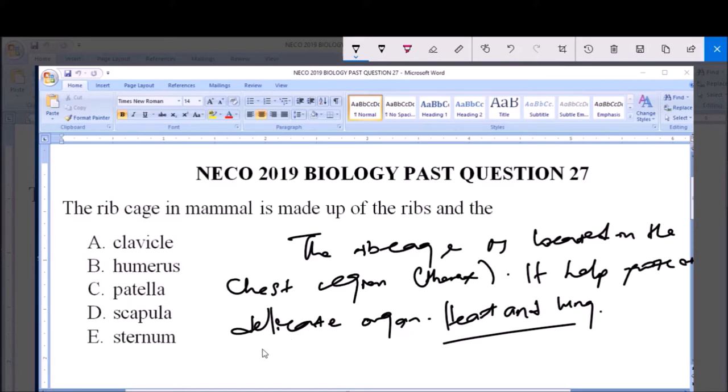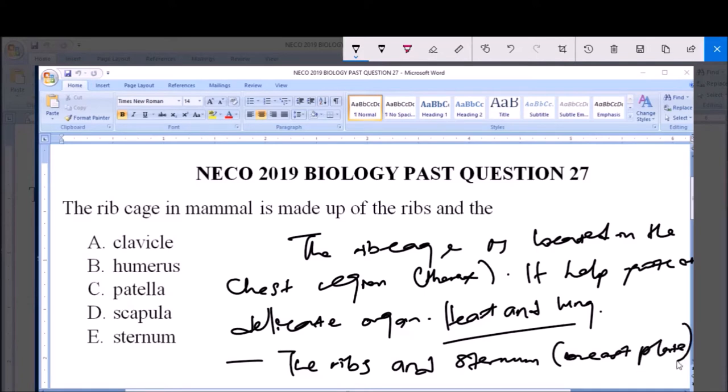Now the rib cage is composed of the ribs, and these ribs are actually attached to the vertebral bones, and then also the sternum, or what is referred to as the breastplate. So this sternum provides attachment for the ribs in the front part of the chest region, while the vertebral bones provide attachment for the ribs in the posterior parts of the body. So the rib cage is made up of the ribs and the sternum, or the breastbone, and the sternum is actually option E.